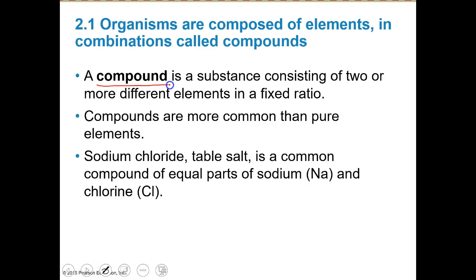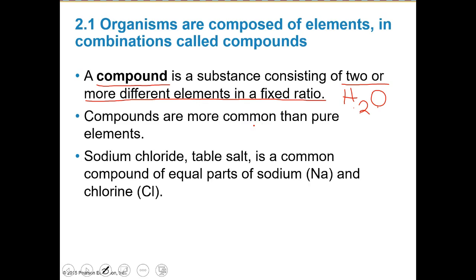So a compound is a substance consisting of two or more different elements in a fixed ratio. It's always a fixed ratio. You can tell that by looking at H2O. It's a compound, and it's a fixed ratio. Every time there's one oxygen, there's always two hydrogens attached to it. That's a fixed ratio. You can't have three hydrogens attached. That messes things up. It doesn't work properly. So it's always one oxygen to two hydrogen.